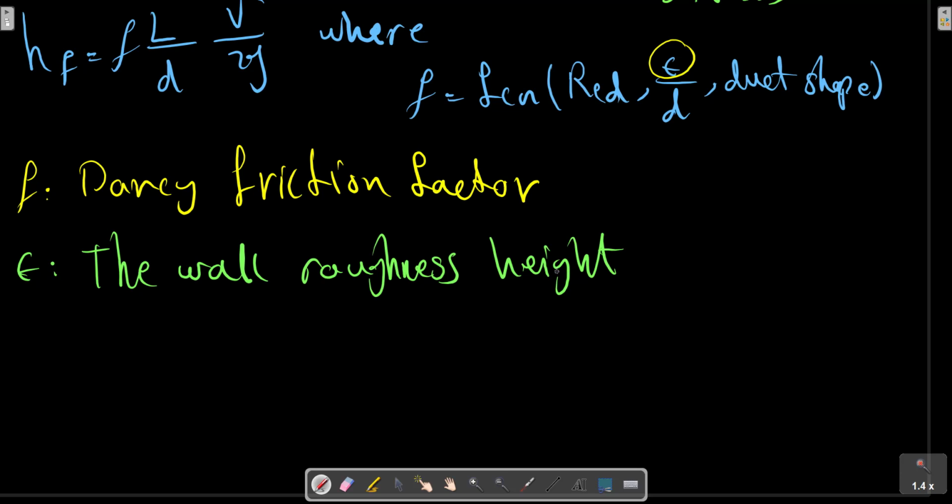We added the duct shape effect to remind us that square and triangular and other non-circular ducts have a somewhat different friction factor than a circular pipe. Actual data and theory for friction factor will be discussed in the sections that follow.